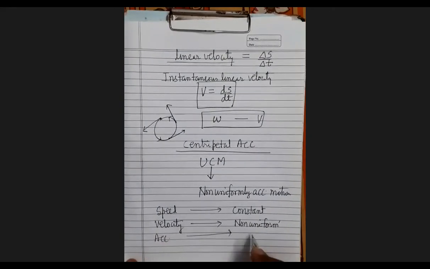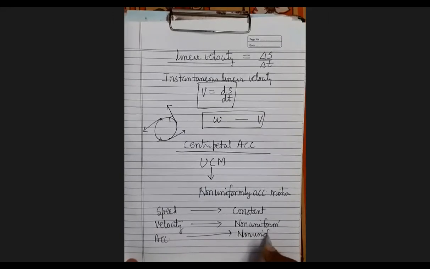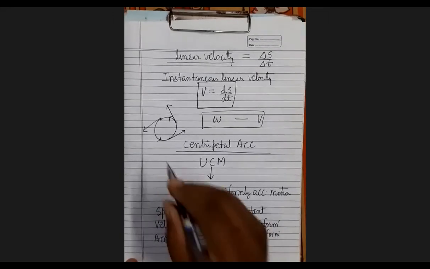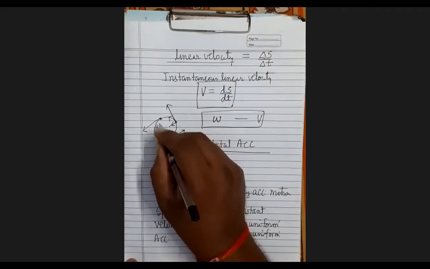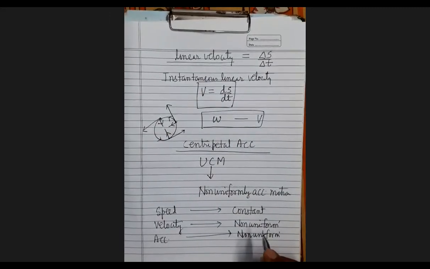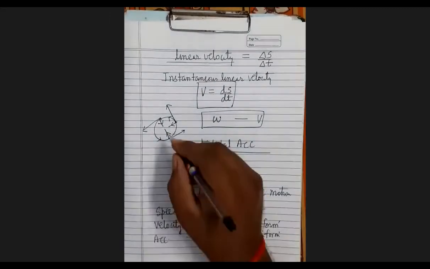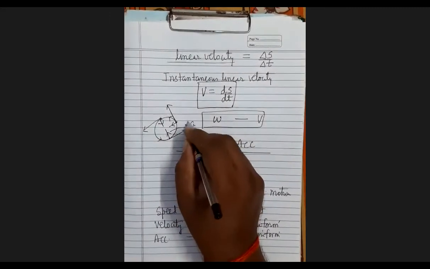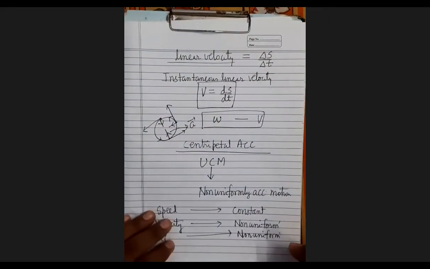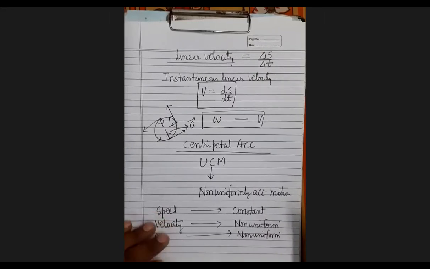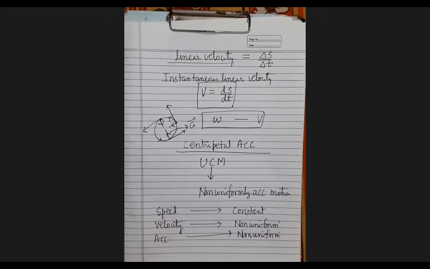acceleration is also non-uniform. Why is it non-uniform? Because the direction of acceleration is continuously changing. At every point, it will be directed towards the center of the circular path. So I am going to show you this centripetal acceleration. What is centripetal acceleration?